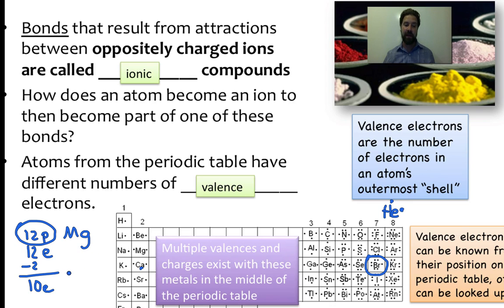So I have 12 P's, I have 10 E's, so overall I have 2 more positive charges than I have negative charges. And that's another reason why magnesium ion is the magnesium 2 plus ion. Because if I have 12 positive P's and I have 10 negative E's, I'm netting 2 positive, and that's where the ion charge comes from.